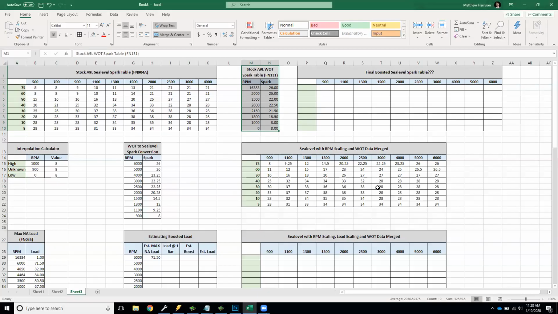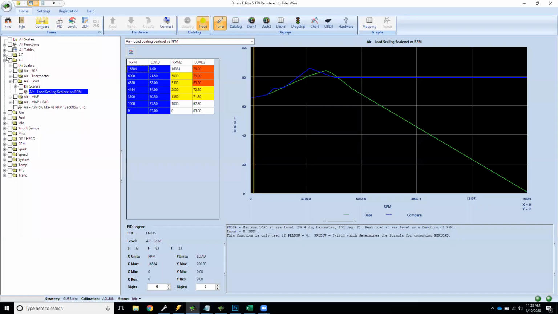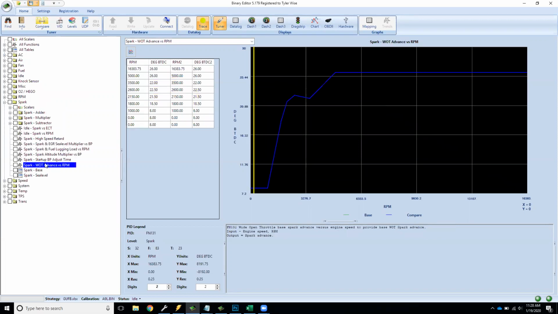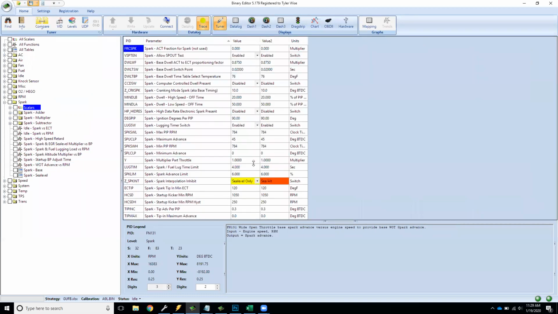So now that we've done that, I am going to do one more thing, is go back into my RPM area, or I'm sorry, my Spark area. And I want to turn off this wide open throttle table. I turned it back on temporarily just so I could get back to these numbers. But man, you're going to blow stuff up if you don't turn this back off and you forget. So I would recommend you double check now.